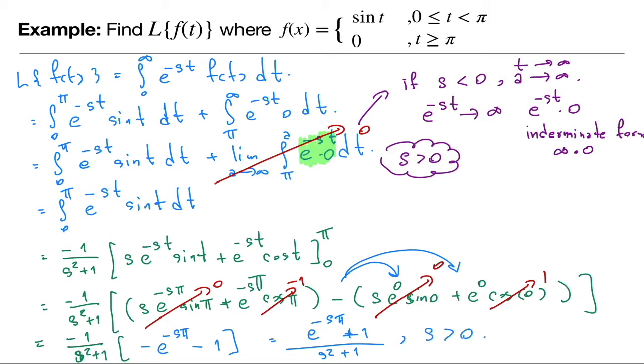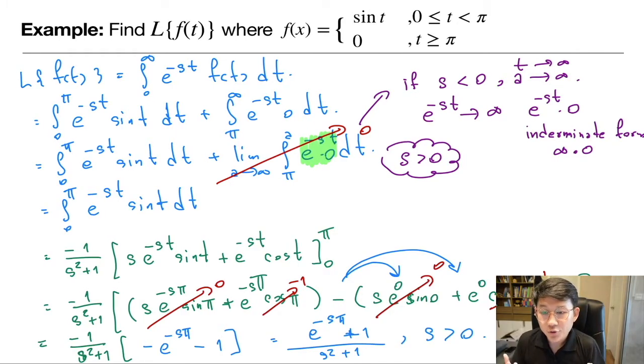Okay, when s is bigger than 0. Guys, this part is quite tricky. You need to be very careful. Because if s is less than 0, this multiplication is going to be an indeterminate form, which is infinity times 0. So in that case, s needs to be bigger than 0.